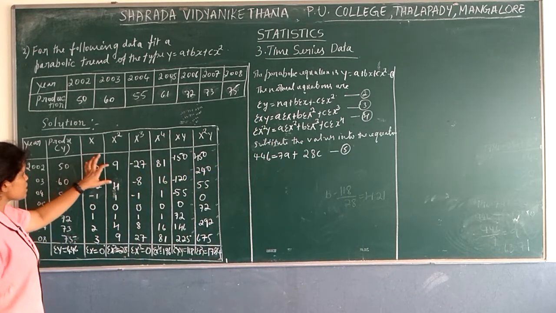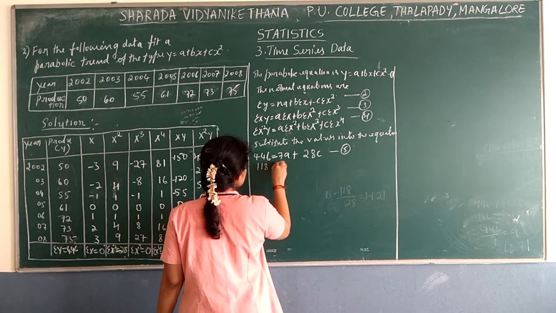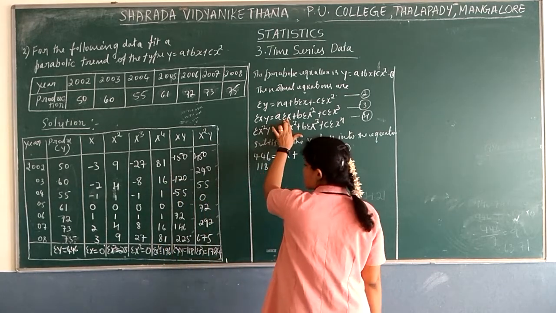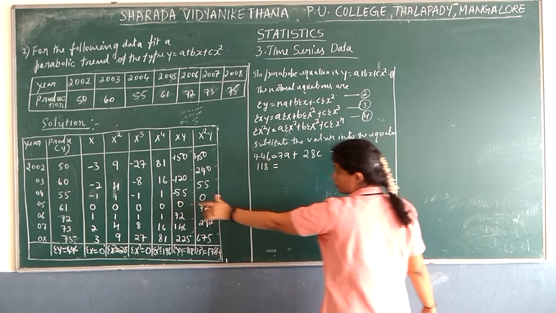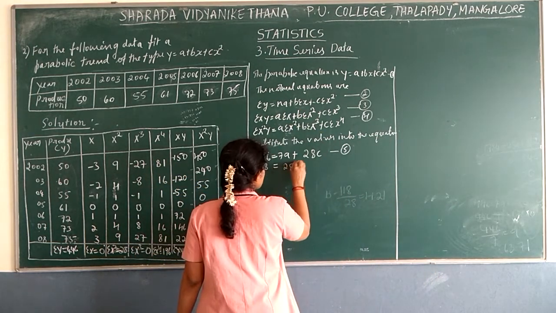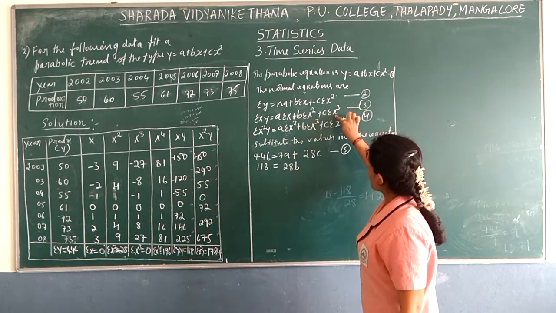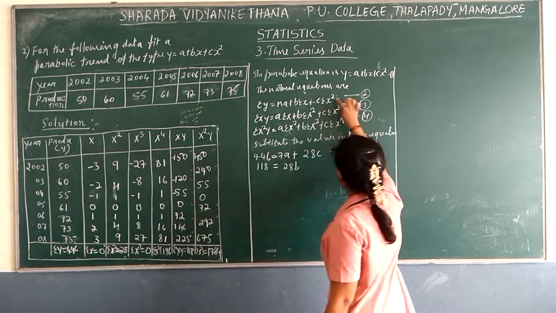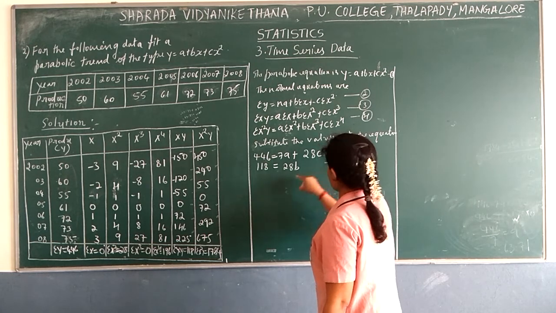Sigma xy. Sigma xy is 118. 118 is equal to a sigma x. We know that sigma x is 0 there, so this doesn't come there. Sigma x square is 28, so 28b. And x cube, once again we know x cube is 0, so it will become 0. Not necessary to write. So this is the sixth equation.